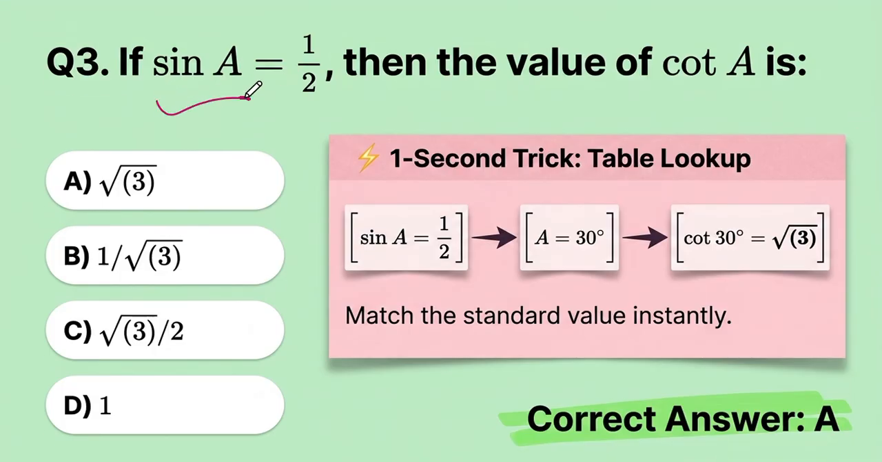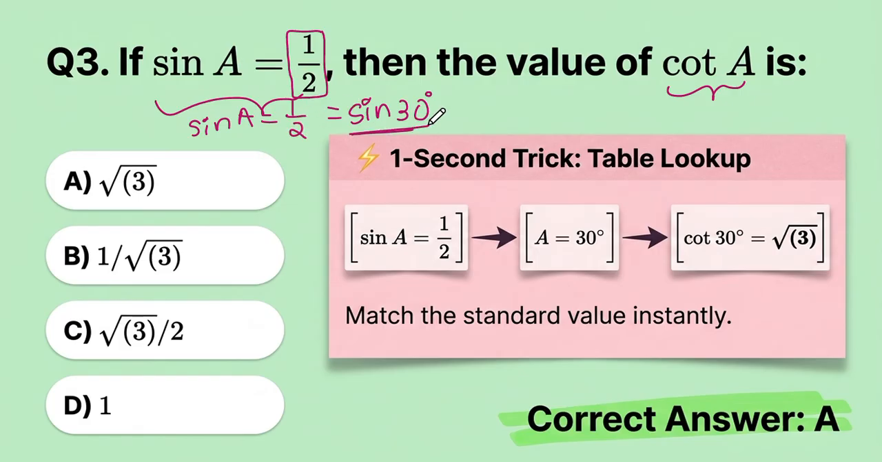The value of sin A is given as 1 upon 2, then what is the value of cot A? In this question, we don't have to apply the Pythagorean formula or anything, because this value is in the table. Sin A is equal to 1 by 2. At what angle do we get sin 1 by 2? Sin 30 degrees, correct? So if we compare, sin A is 1 by 2, and 1 by 2 is sin 30 degrees, so A is 30 degrees.